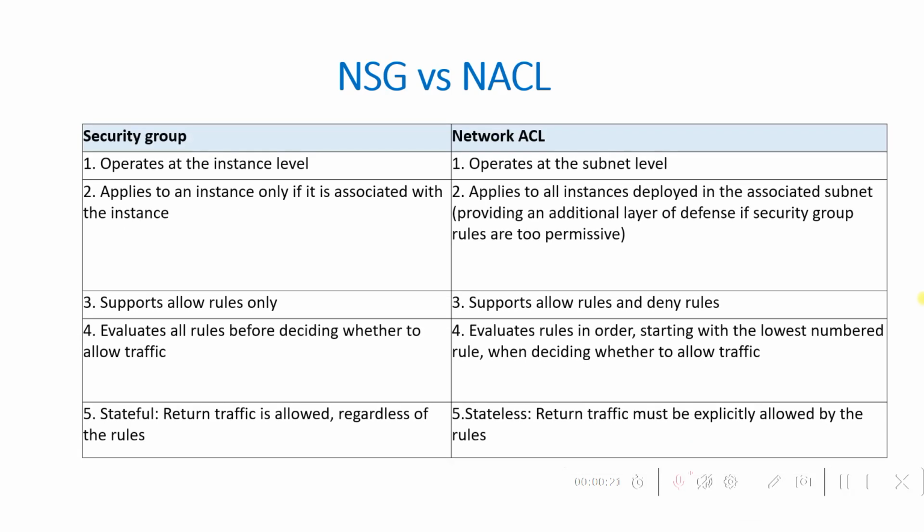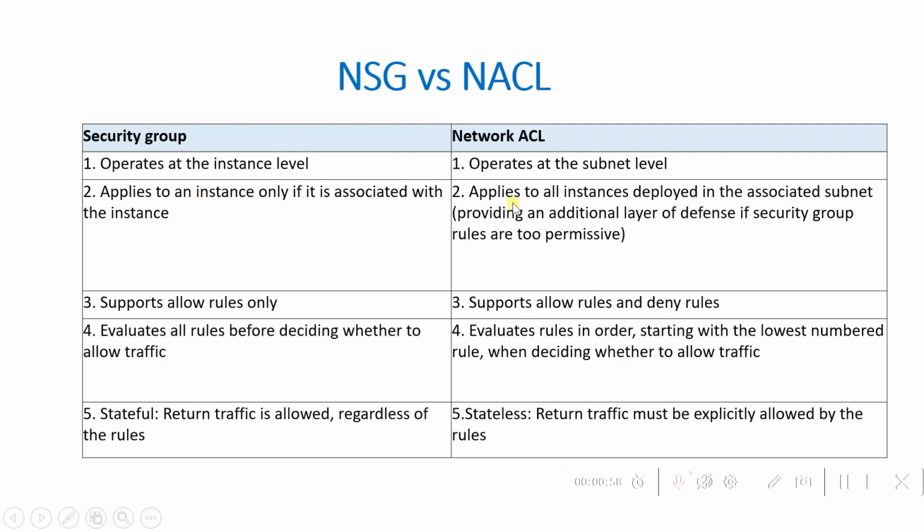So these are the differences between Network Security Group and Network Access Control List. If you check the first point, Network Security Group operates at the instance level, and Network Access Control List operates at the subnet level. So it applies to an instance only if it is associated with that instance. If we create a security group and apply it to some instance, then only it is applicable to those instances. If we do not apply it to any instance, it will not affect anything.